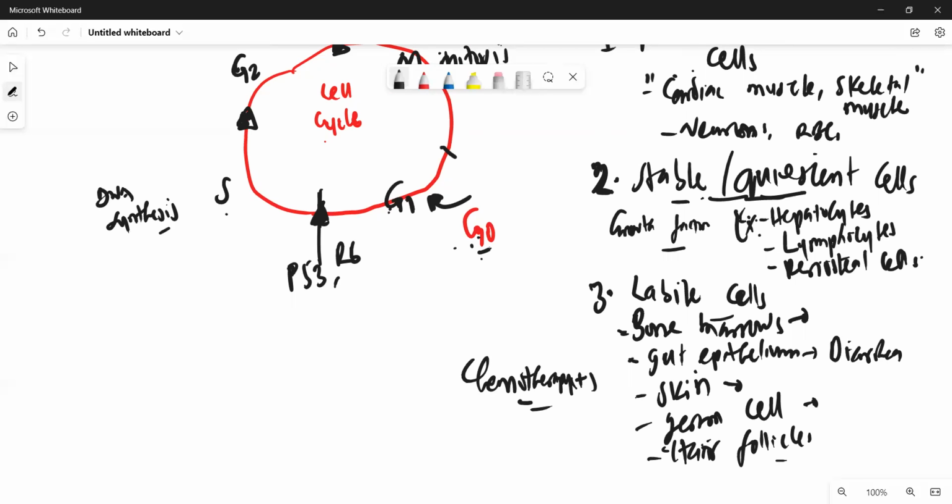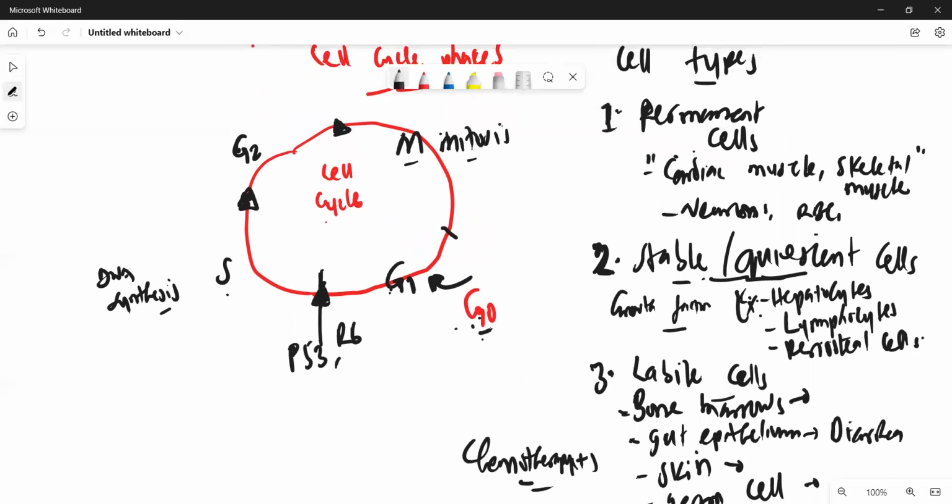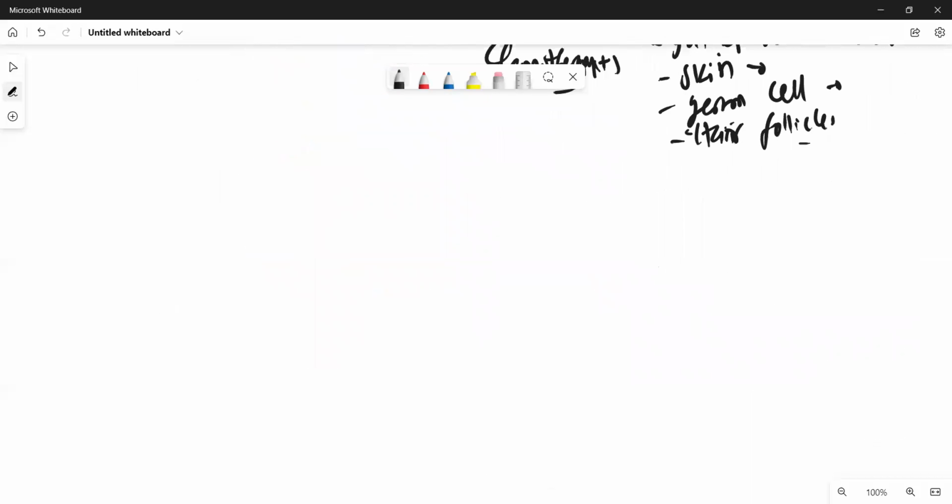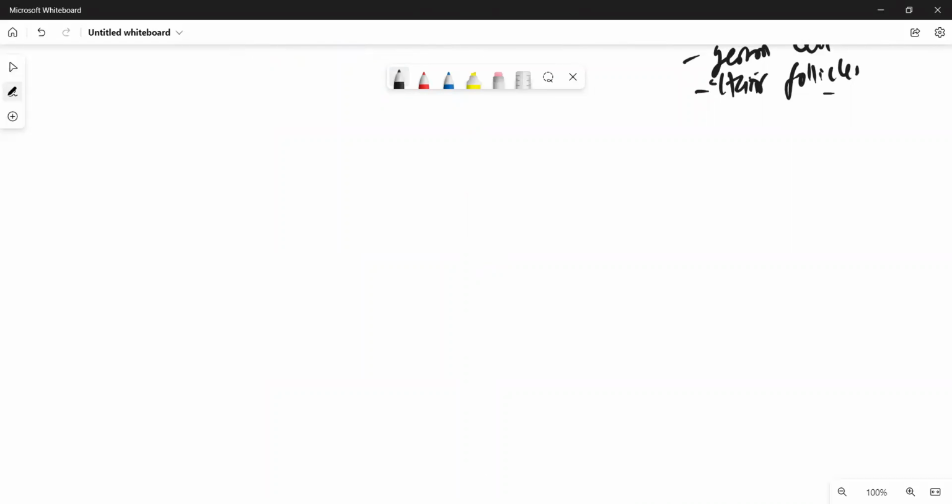The reason I'm talking about this under cellular adaptation is to have an idea of what these cells are capable of doing if they are exposed to any particular stress. Permanent cells, particularly cardiac muscle and skeletal muscle, have the ability to undergo hypertrophy. They cannot increase in number, but they can increase in size. Stable cells can increase in number and also in size, and the labile cells have the ability to increase in number. Having said that, we're going to move on to the second type of cellular adaptation, and that's hyperplasia.